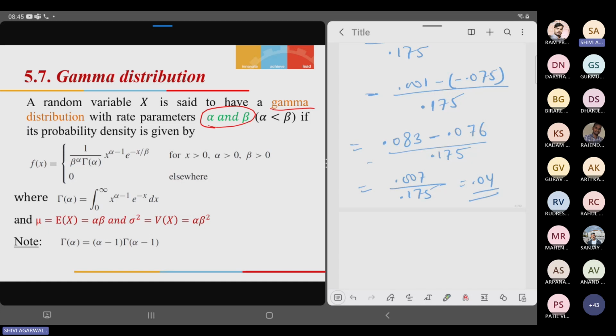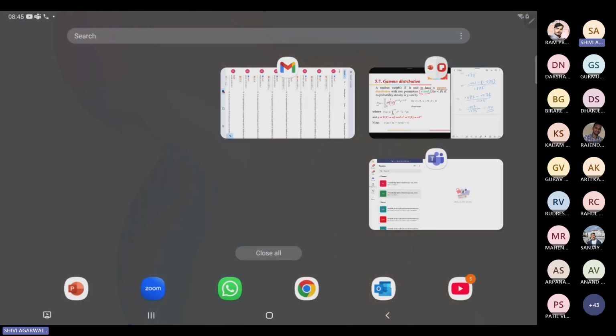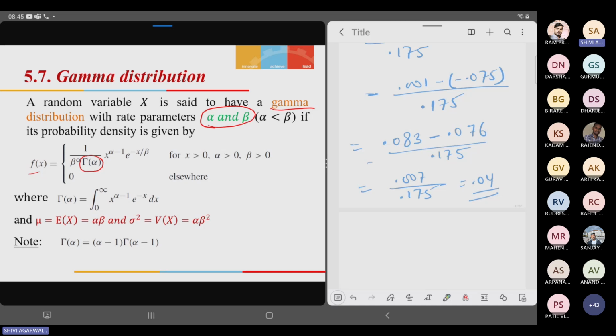Okay, so the density function is given by f(x) equals 1 upon beta to the power alpha, times the gamma function of alpha. Because of this gamma function of alpha, this distribution is known as the gamma distribution. Then x to the power alpha minus 1, e to the power minus x by beta, for x greater than 0, alpha greater than 0, and beta also greater than 0, otherwise it is 0. The gamma function of alpha is basically an integration part, related to the exponential.